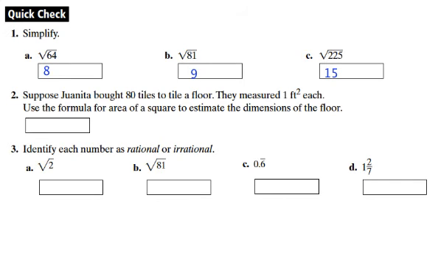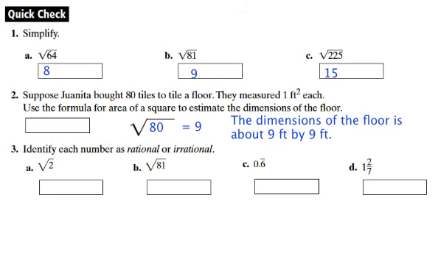Number 2, suppose Juanita bought 80 tiles to tile a floor. They measured 1 foot each. Use the formula for the area of a square to estimate the dimensions of the floor. Well, we're going to need to take the square root of 80 to see about how many feet that would be. It comes out to about 9, because the square root of 81 would be 9. So the dimensions of the floor are about 9 foot by 9 foot.